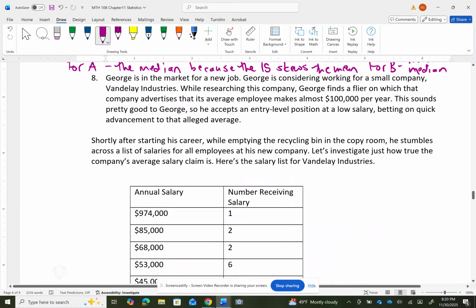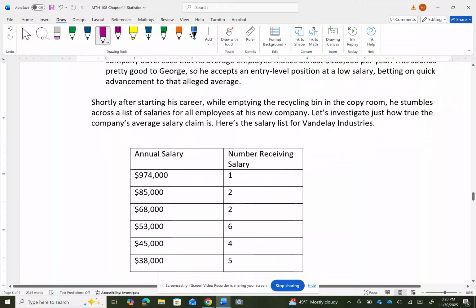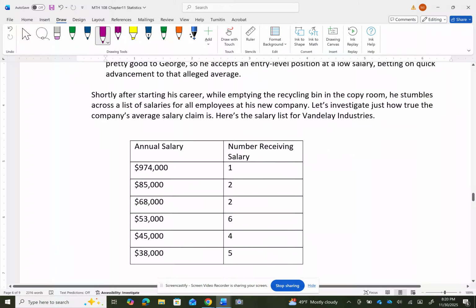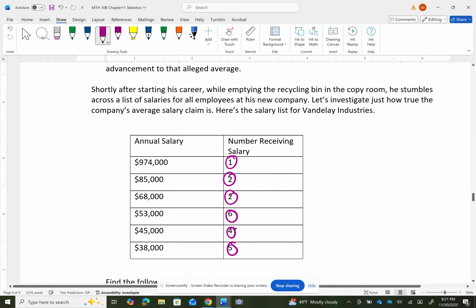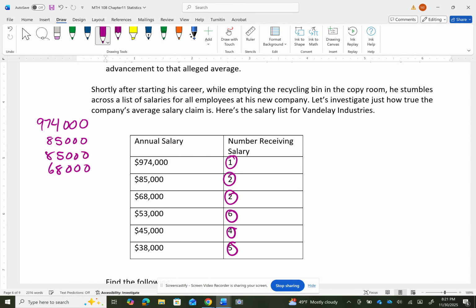So here we have data that's been organized in what we call frequency. We have the number of people receiving each salary. So what we see over here is how often a particular salary occurs. If you want to compare it to what we did before, it's like we have one data value at 974,000. Then we have 2 at 85. Then we have 2 at 68. And I could continue this idea and just make a list of all of them.